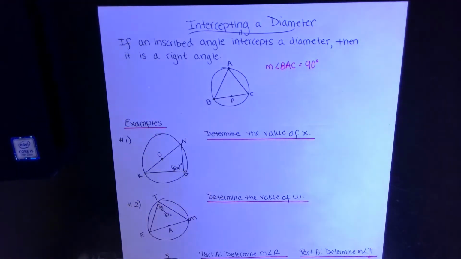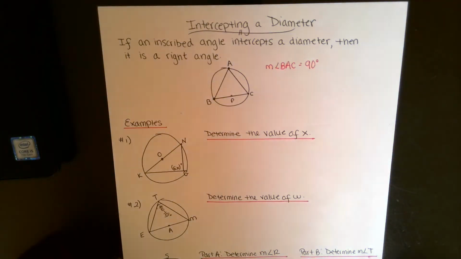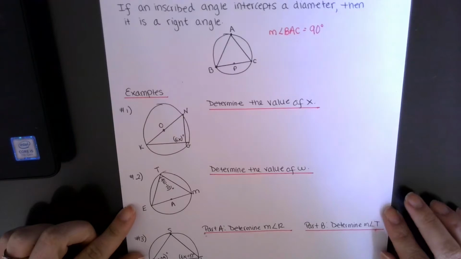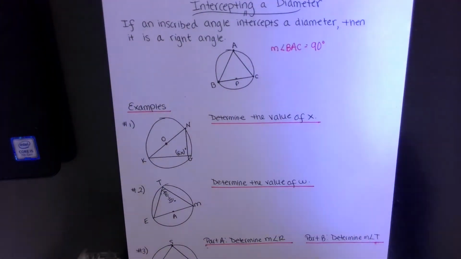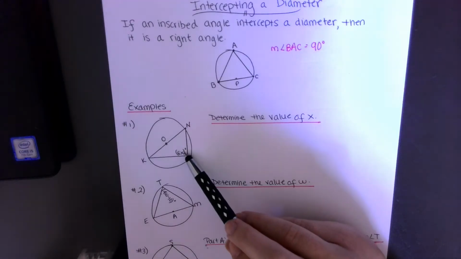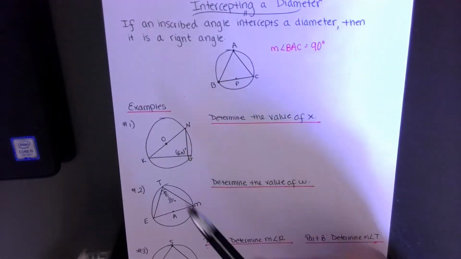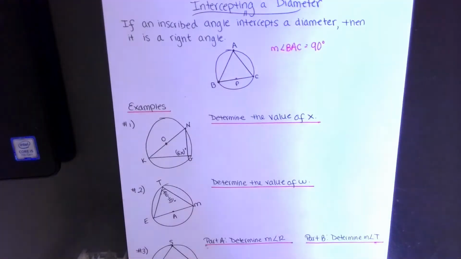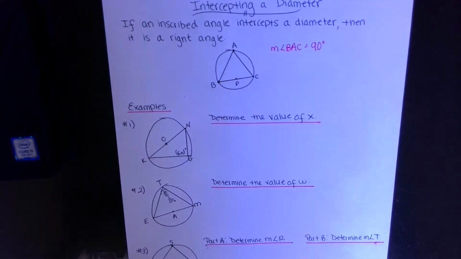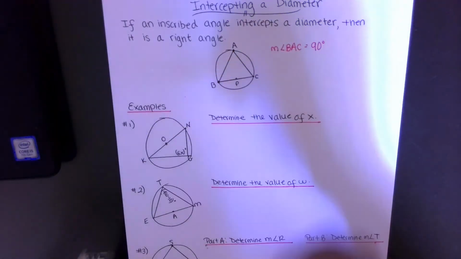So now we're going to look at 3 examples of when we could actually use this information to help us. For example 1, it says determine the value of x. So x is right here, it's 6x. This is at angle G. The vertex is on the circumference of the circle, but I don't have an intercepted arc to help me like we did for the last video.